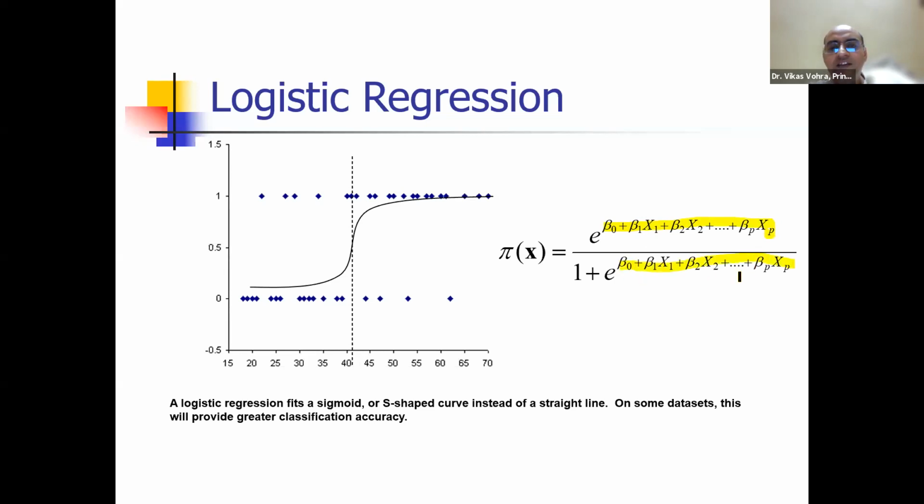The only thing is that Euler is raised to the power of the prediction. That means you can say it is nothing but the y cap. So e raised to the power y cap divided by 1 plus e raised to the power y cap. So this will tell you the odds of likelihood whether it will buy or not buy, this function.